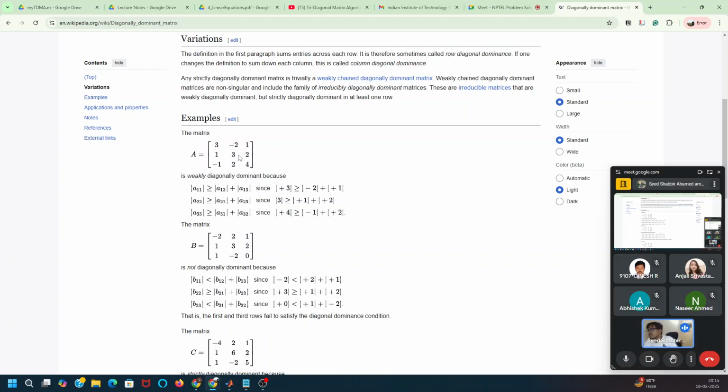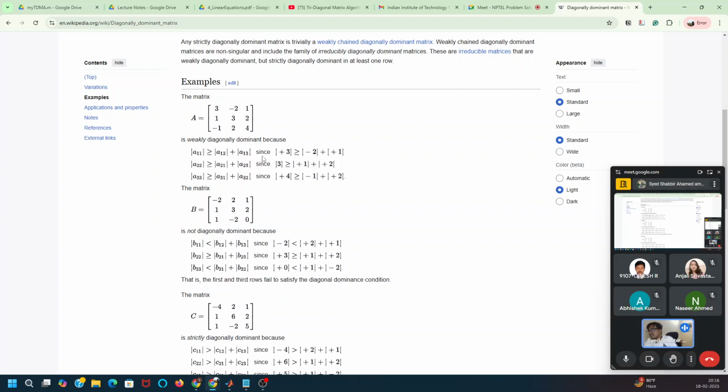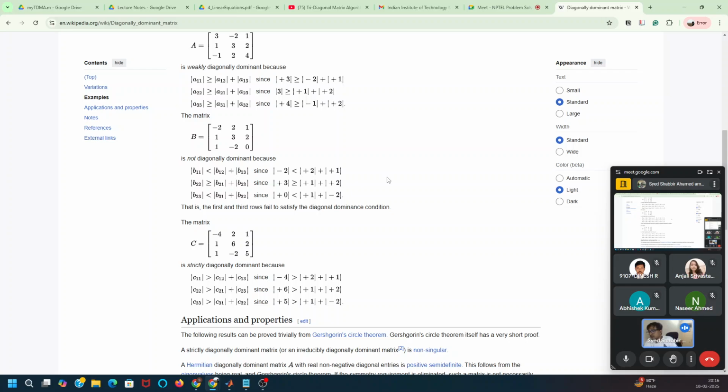When I go to the second row, this is my principal diagonal element, A22. The absolute value of it should be greater than or equal to the sum of absolute values of the other elements in that row. If this condition is satisfied for all the rows, here 3 is greater than or equal to 3, 3 is greater than or equal to 3, and 4 is greater than or equal to 3, then this is a diagonally dominant matrix, and it will give me a stable solution no matter what.